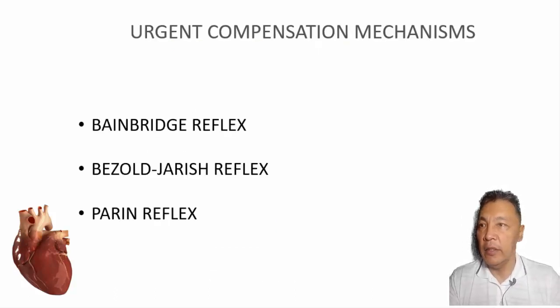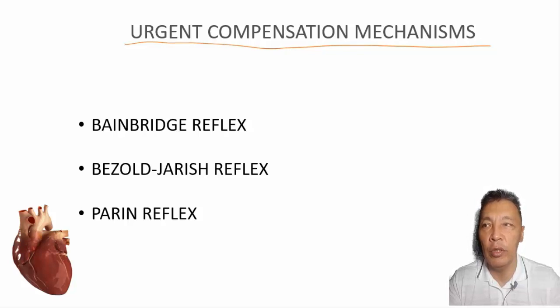Next slide, urgent compensation mechanism, extracardiac mechanism, neurohumoral. So in the mechanism of emergency compensation, additional extracardiac mechanisms act. They contribute to the occurrence of tachycardia and increase the minute blood volume. The Bainbridge reflex, the Bezold-Jarisch reflex, the pairing reflex.